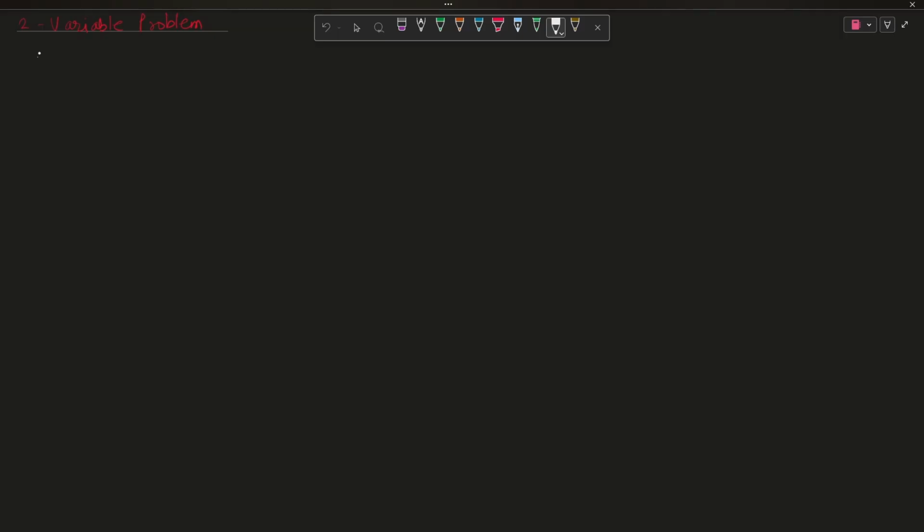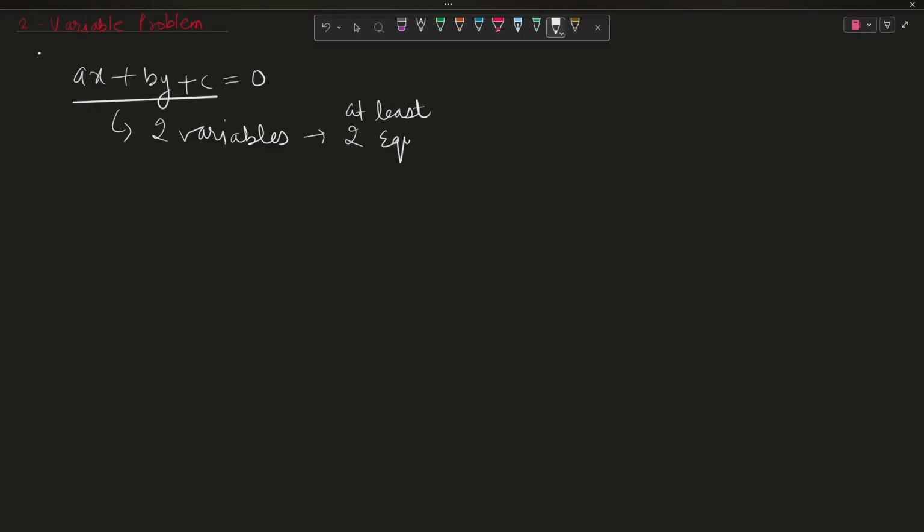For example, if I am taking a very simple linear equation of two variables, let's say ax plus by plus c is equal to 0, then it is very obvious that it is having two variables, and if it is having two variables then it requires at least two equations so that we can find the value of x as well as of y.